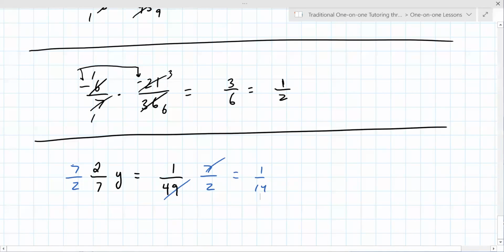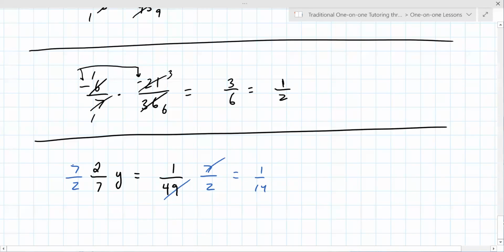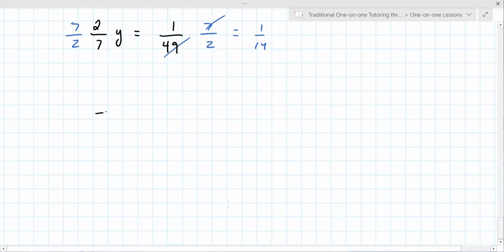Let's try another one. All right, let's try another one here. So we got -3/8 x equals, let's go, sorry, I'm just trying to find numbers that work reasonably. Let's put a 3 there. Okay.